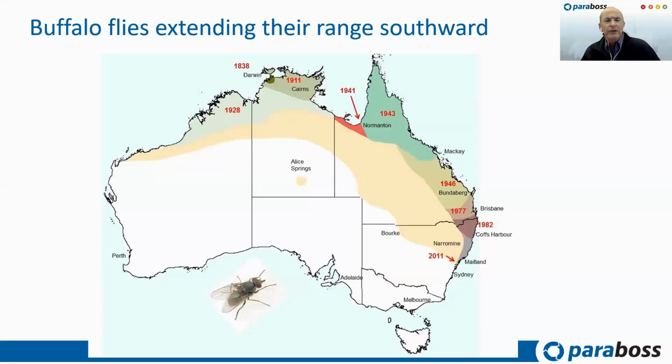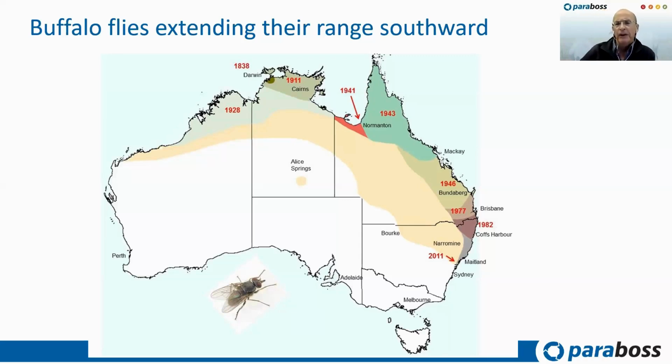Now, buffalo flies are an introduced pest. They were introduced probably with buffalo from Timor in 1838, and they've slowly, or not slowly to start with, but more quickly later on, spread from Darwin, where they first came in, down around the northern parts of Australia, and then down the east coast quite quickly, until they got to here at Bundaberg. For some reason, they seemed to stop.